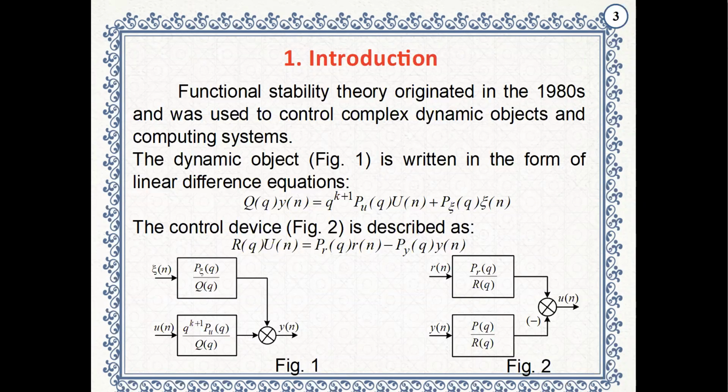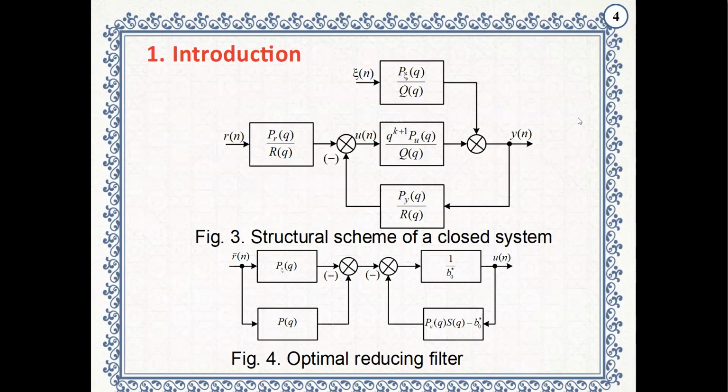The dynamic object shown in figure 1 is written in the form of a linear difference equation. The control device shown in figure 2 is described by the equation on the slide. The structural scheme of a closed system is shown in figure 3.